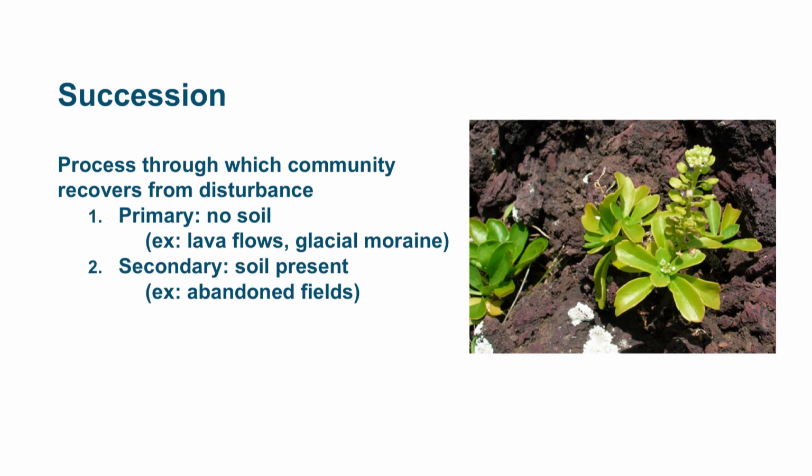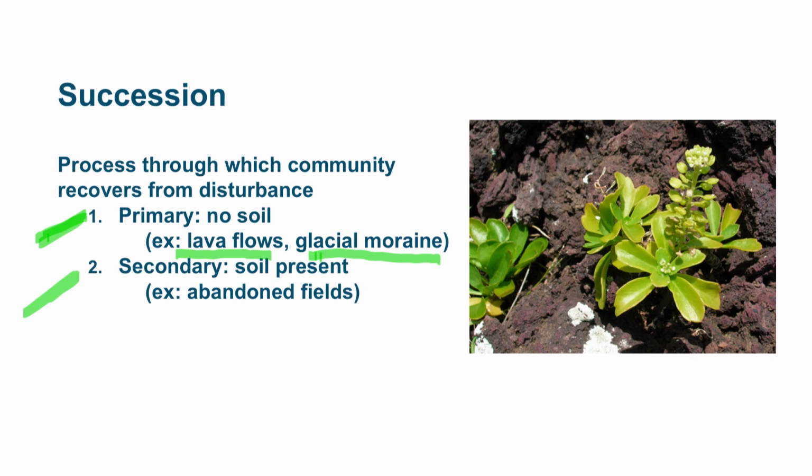So primary succession happens when there is no soil to begin with. So lava flows are good examples because after the lava dries, there's absolutely no soil and no living things there. And then a glacial moraine is a place where a glacier has receded and left a bunch of rocks. And so basically there's no soil and there are no living things there either. So primary succession happens in areas with no soil.